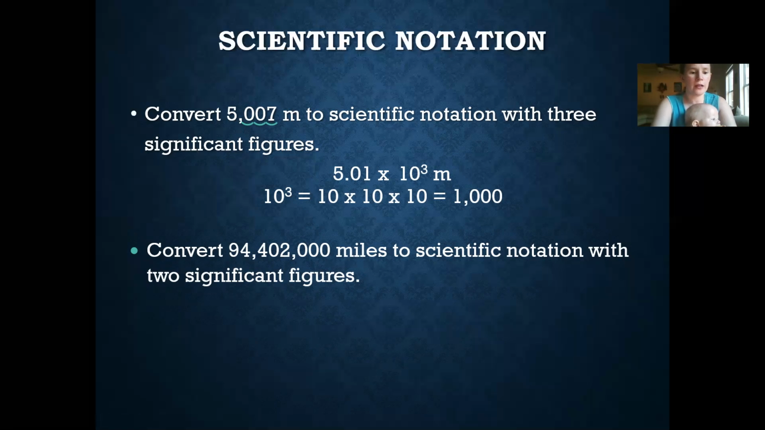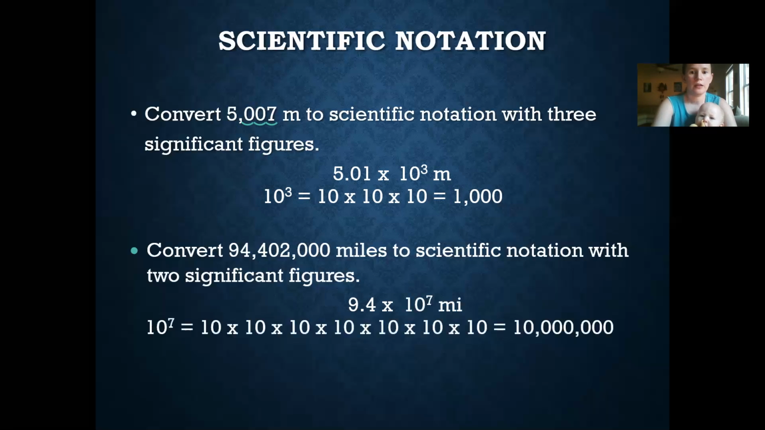The Earth is about 94,402,000 miles from the sun. So we're going to convert that into scientific notation. We can only have 1 digit before the decimal point, so that's going to be 9 point something. We also only want 2 significant figures, so that makes it 9.4. Then we're going to multiply it by how much? Well, to make it simple, we'll just count all the figures after 9. There's going to be 7 because 1, 2, 3, 4, 5, 6, 7.